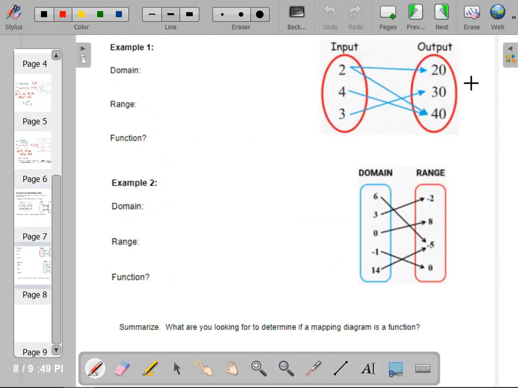If I give you another one and ask what the domain of this one is, the domain would be the x's. So the domain is 2, 3, and 4, and that's in a set. The range is 20, 30, and 40, which is also a set. And then, is it a function?